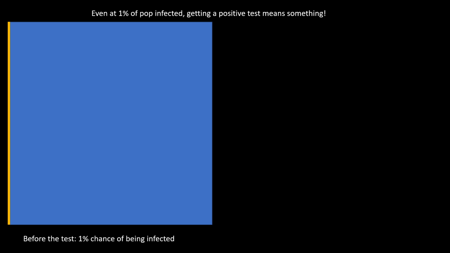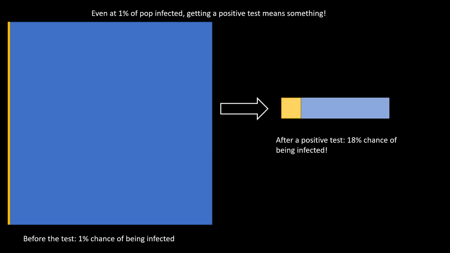So, based on that, is there any point to testing? The answer is yes, with a caveat. So, for instance, let's look at this. Before you got tested, you estimated that you had a 1% chance of being infected at any given point in time. So you go and take a test. After the test, you had an 18% chance of being infected if you got a positive test. So getting a positive test means something.